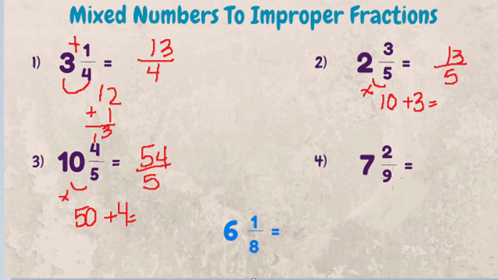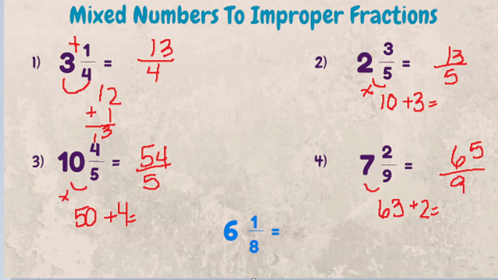Last example, 7 2/9. We first multiply 9 times 7. We get 63 and we add 2. So our improper fraction is 65 over 9.